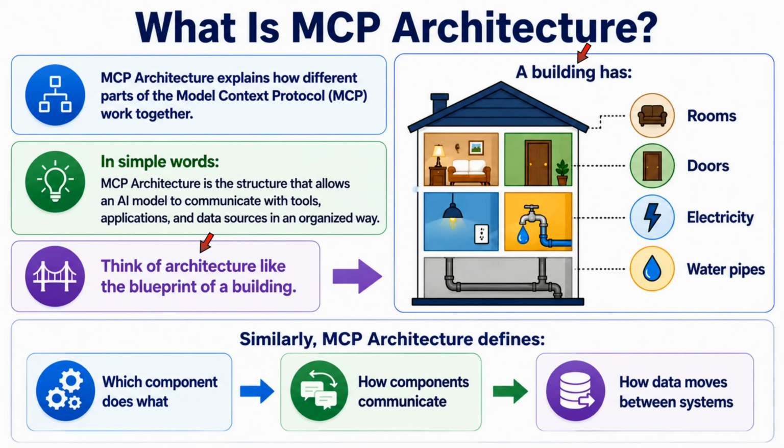A building has rooms, doors, electricity and water pipes. All parts work together in a planned structure. In the same way, MCP architecture defines which component does what, how components communicate, and how data moves between systems.